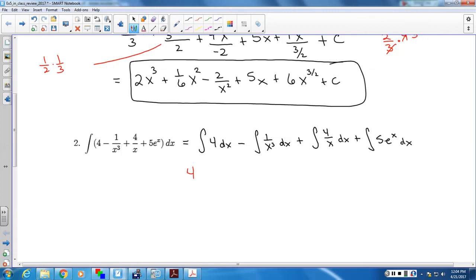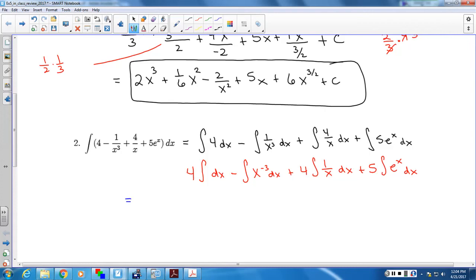Then I could pull my constants out. So I'll have 4 integral of dx minus, there's no constant to pull out here, but I can take the x cubed up to the top and make it x to the negative 3, plus, pull the 4 out, leaves me with 1 over x dx, plus I can pull the 5 out. Again, these two steps aren't necessary. I'm just showing you what's going through my head here.